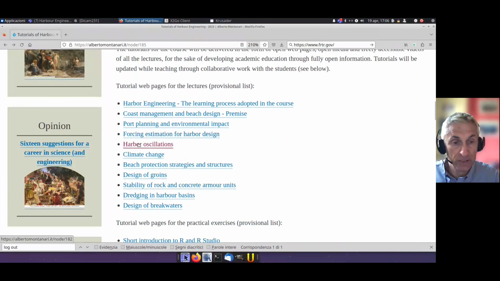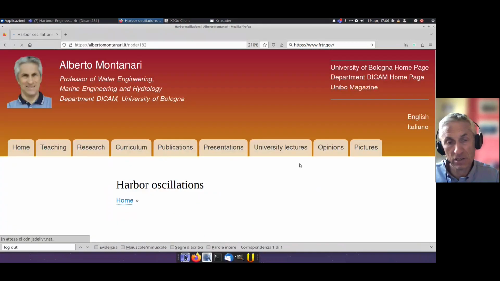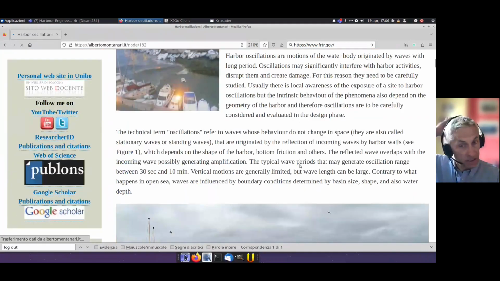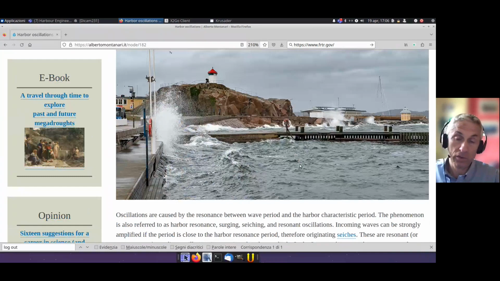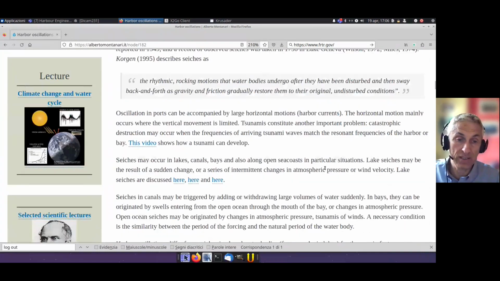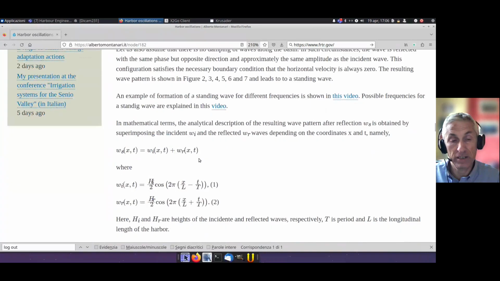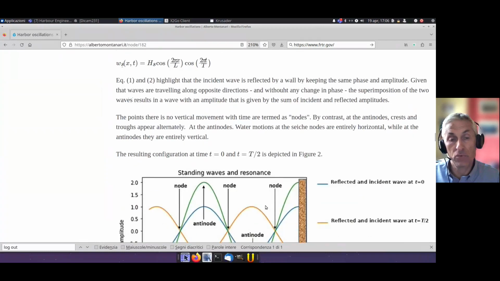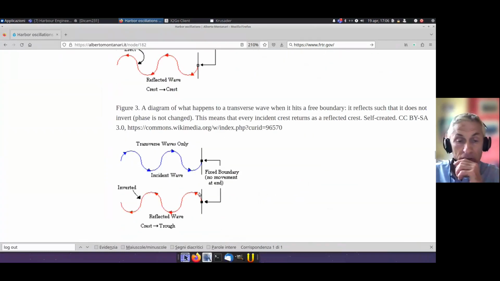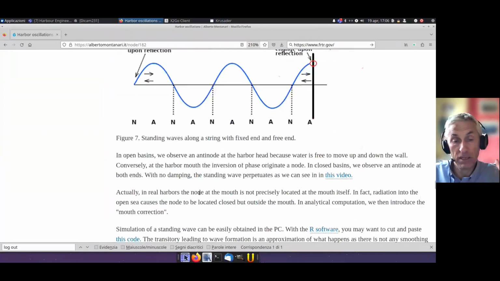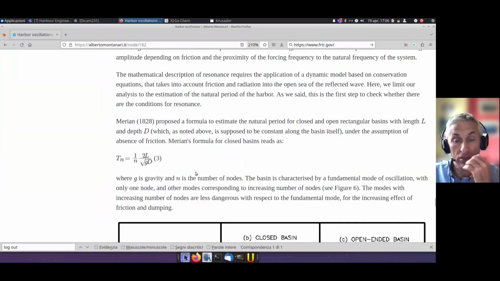Okay, and then we have Harbour oscillations. Yes, almost everything here is relevant for the exam. You have to explain why it is concerning. You have to explain how it originates. And you may also want to explain this mathematical formulation for Harbour oscillations. And also pay attention to the terminology.